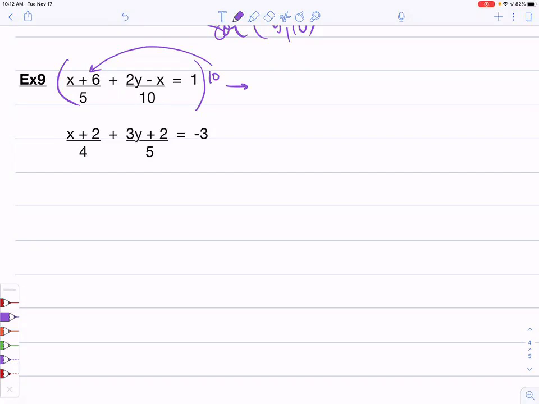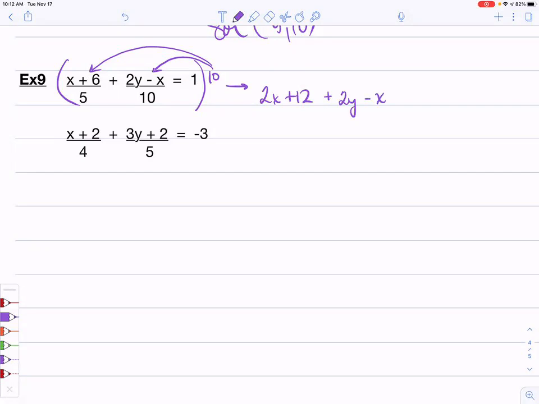So I've got a 2. I also have an x plus 6. So what is that going to become? 2x plus 12. Now, what cancels when I pass to the next term? Both the 10s, what's left? Yeah, and it's a plus 2y minus x.